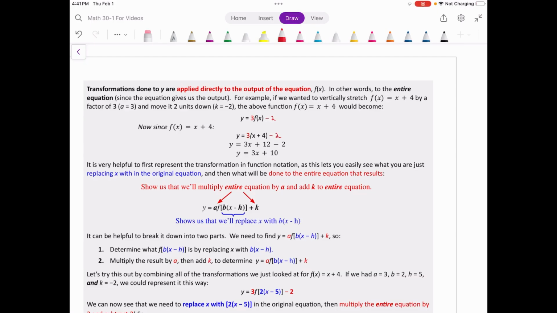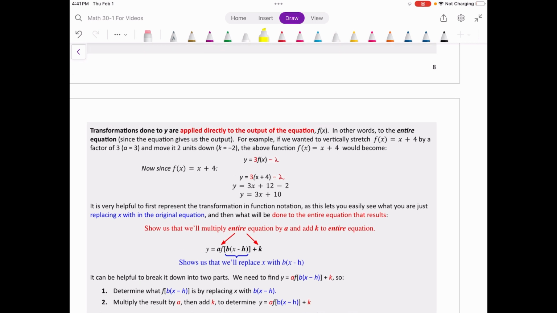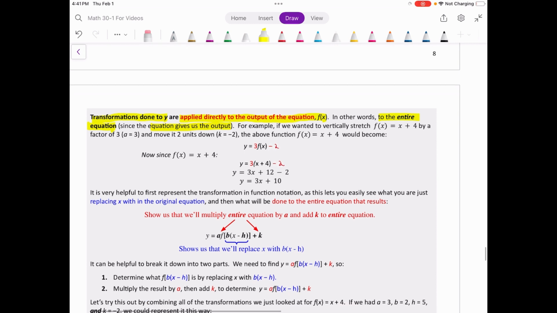All right, now, transformations done to y are being applied to the output of the equation, to the y values, the f of x. Y is just f of x, the whole function. So in other words, to the entire equation, because it's the whole equation that gives us that output y. We have y is equal to stuff, or f of x is equal to stuff, and all that stuff in that equation is what's calculating our y for us when we put inputs through the function.